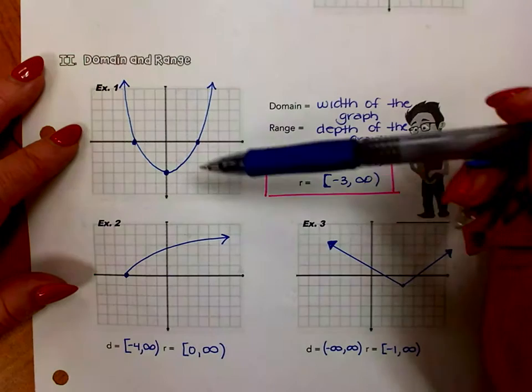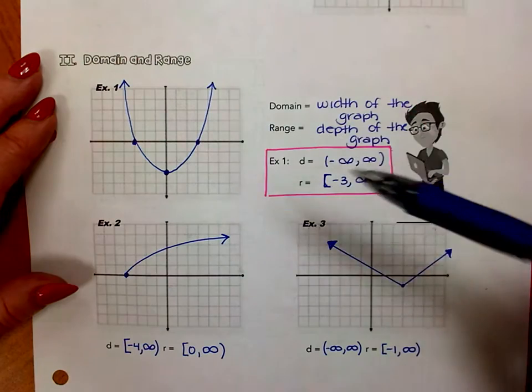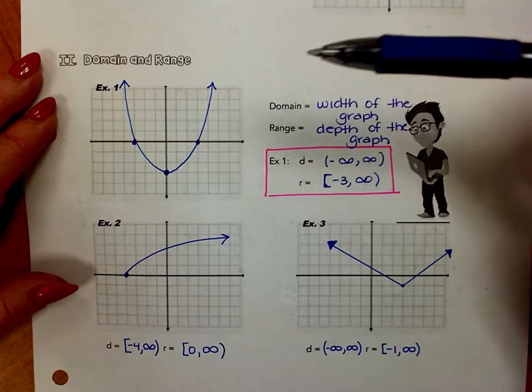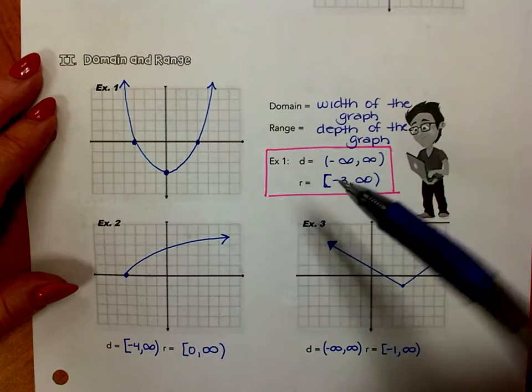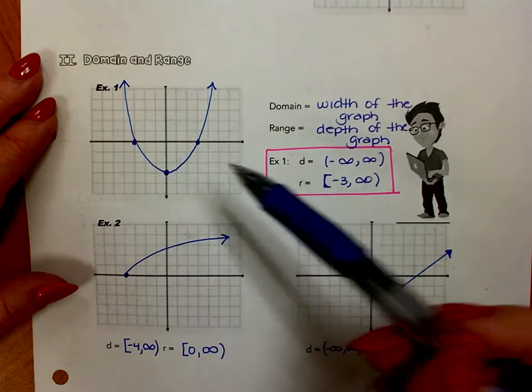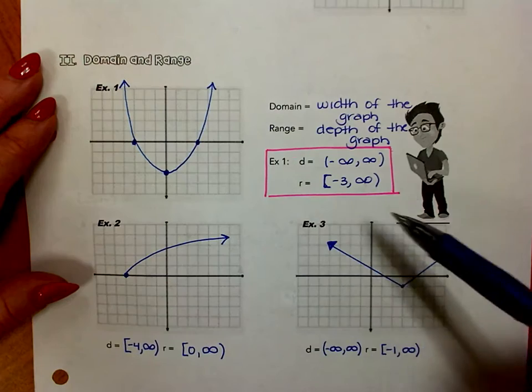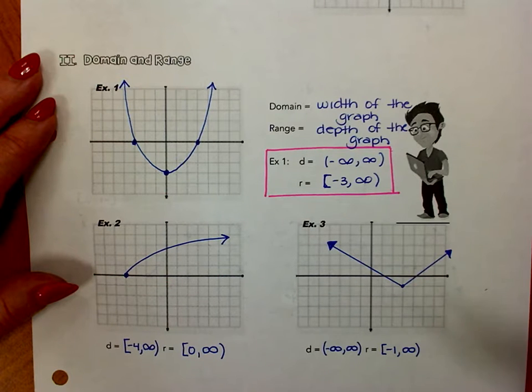And then it has a hard spot that it starts, so it does not go below this. With the depth of the graph, with the range, you're going to read it from bottom to top. So we start with negative 3 with the hard bracket, and then it's going to go to infinity, and that has a soft finish, or a parenthesis, on the end of that one also.